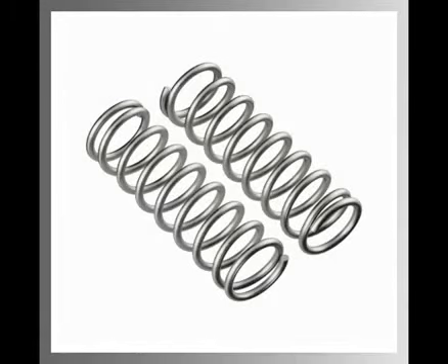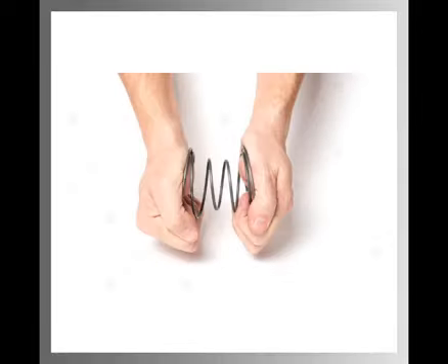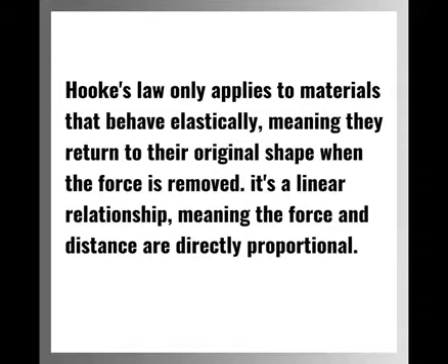Using a spring as an example. When you pull a spring a little, it takes a small force. When you pull it a lot, it takes a bigger force. The more you pull, the harder it gets. Hooke's law only applies to materials that behave elastically, meaning they return to their original shape when the force is removed. It's a linear relationship, meaning the force and distance are directly proportional.